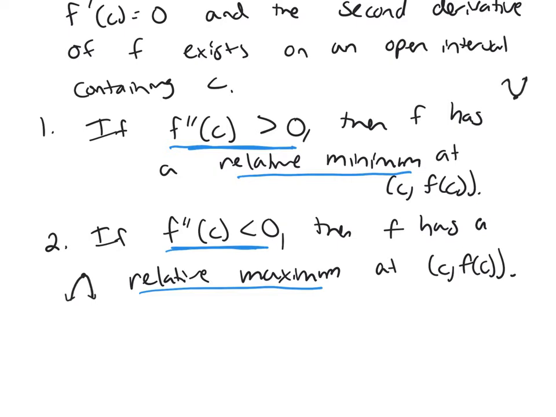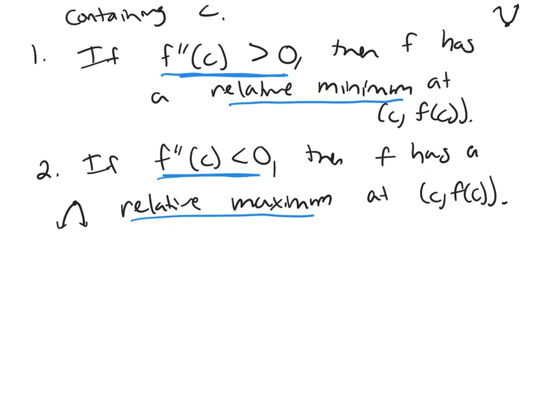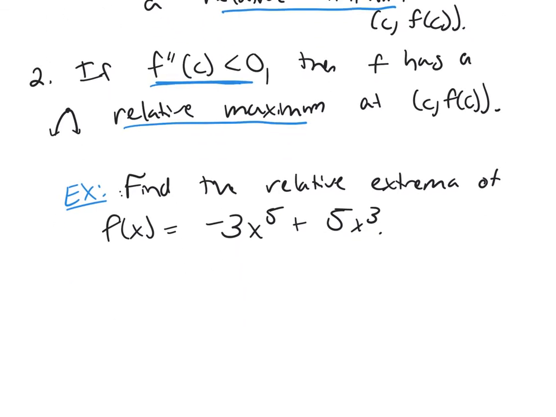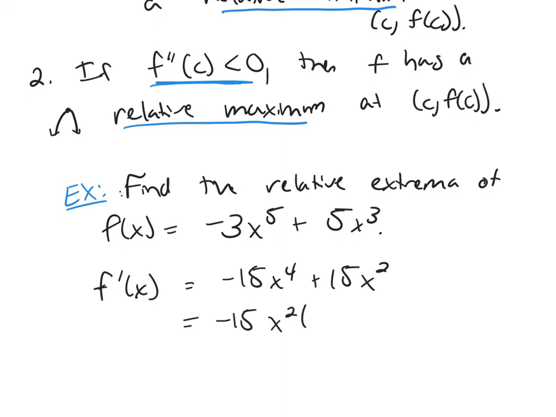Okay. So let's look at a problem where we're going to use the second derivative test. I want to find the relative extrema of the function negative 3x to the 5th plus 5x cubed. Well, I have to find my critical numbers if I'm going to use that second derivative test. So f prime of x would be negative 15x to the 4th plus 15x squared. You could factor out a negative 15 and an x squared.